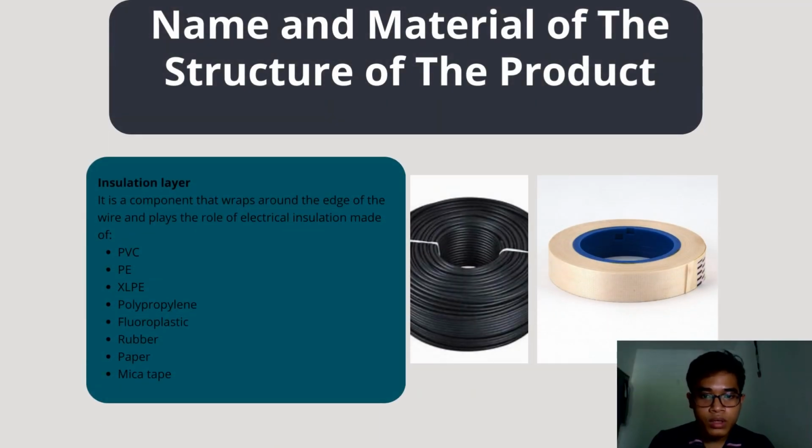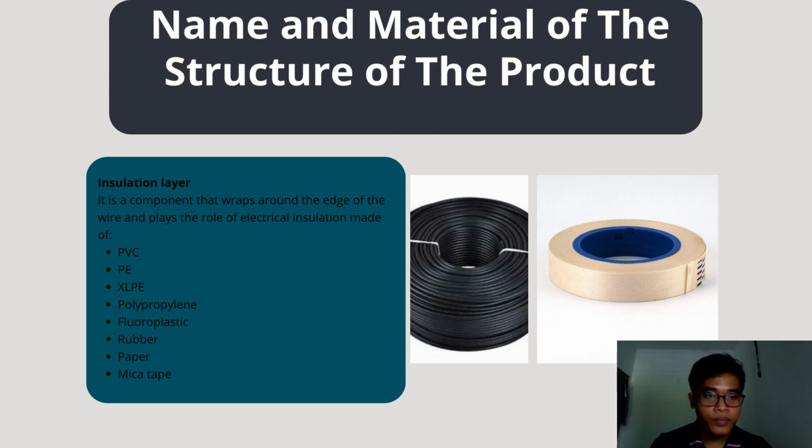Second is the insulation layer. It is a component that wraps around the wire and plays the role of electrical insulation. It can ensure that the current, electromagnetic wave, and transmitted light wave move only along the wire and do not flow outward, and the potential of the conductor can be isolated. That is, it is necessary to ensure the normal transmission of the wire functionally, but also to ensure the safety of external objects and people.